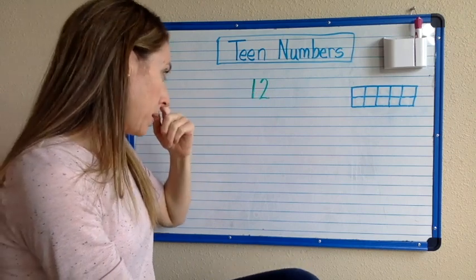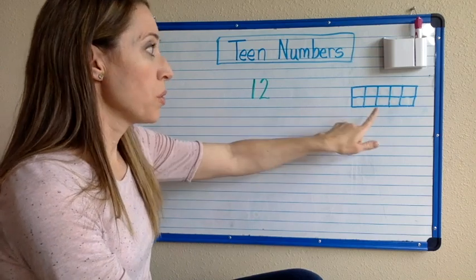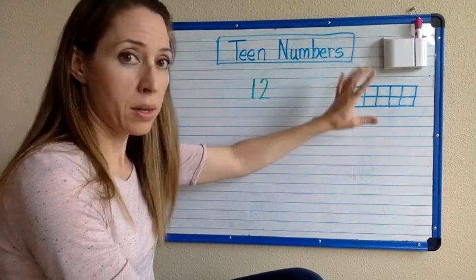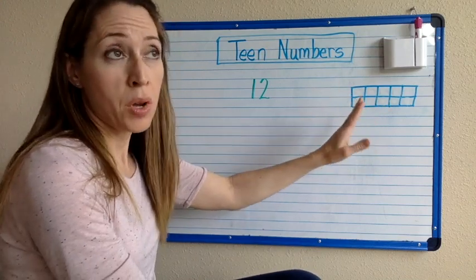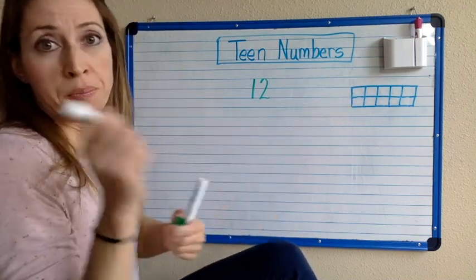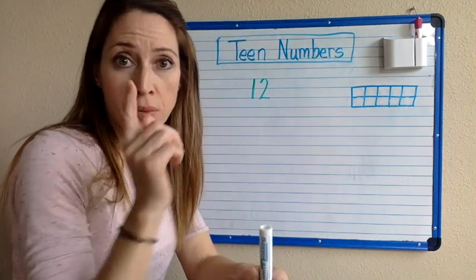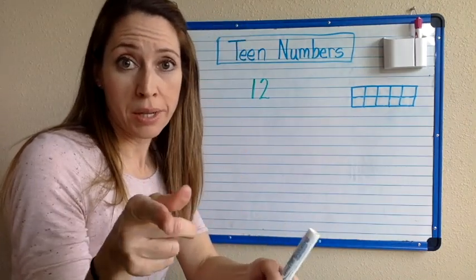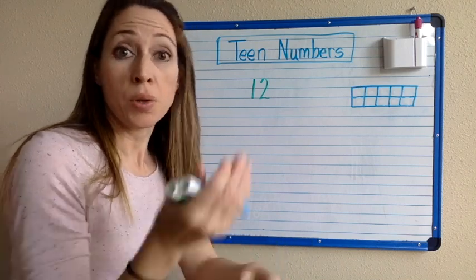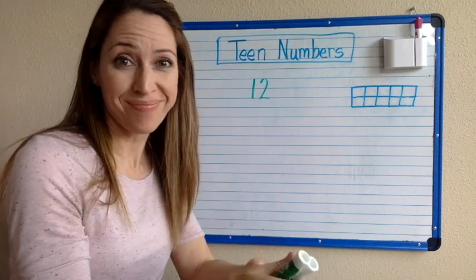Let's look at this teen number. So 12, I'm going to represent using this 10 frame right here, and then we're going to talk about what that means, and we're also going to represent it in a couple other ways. So let's take that number 12 and fill in our 10 frame. Now, if you have a whiteboard marker or a pencil, I want you to go ahead and draw a 10 frame, okay? Push pause, and then when you're ready, push the play button, and you'll be able to show this number 12 with me, okay?